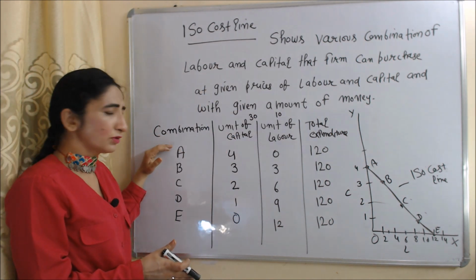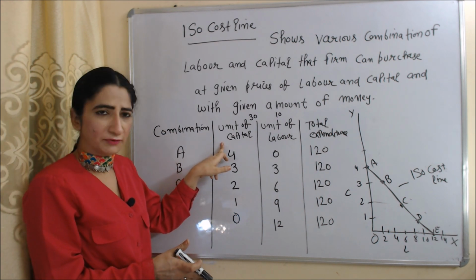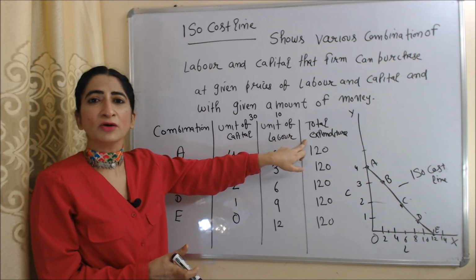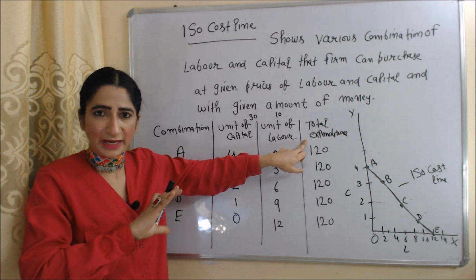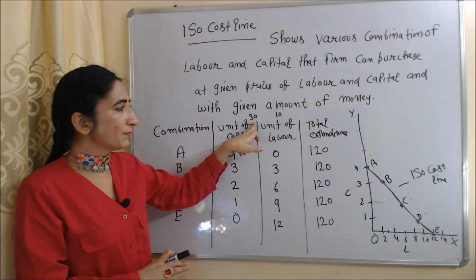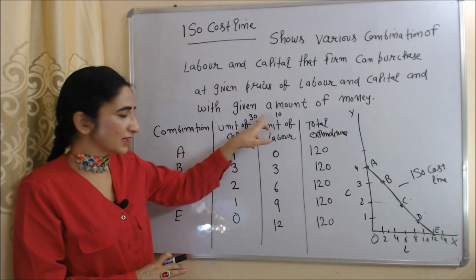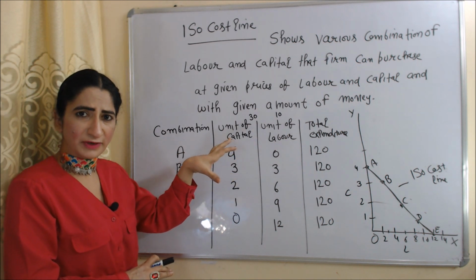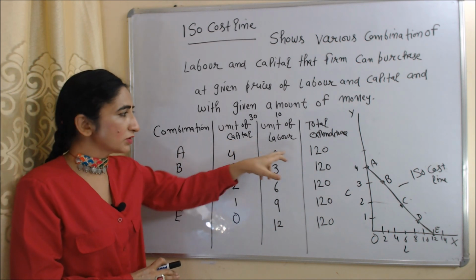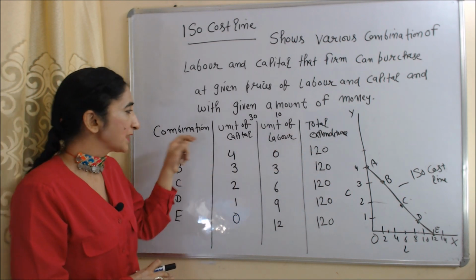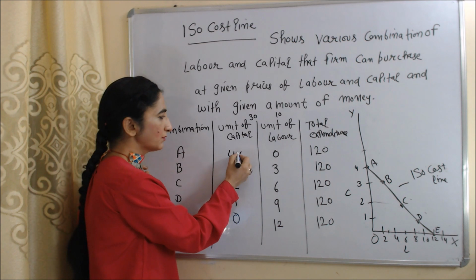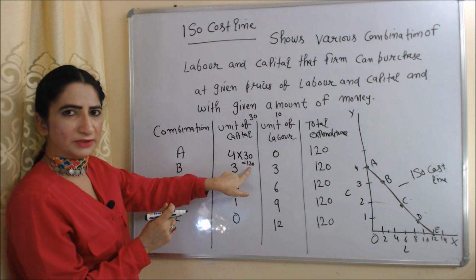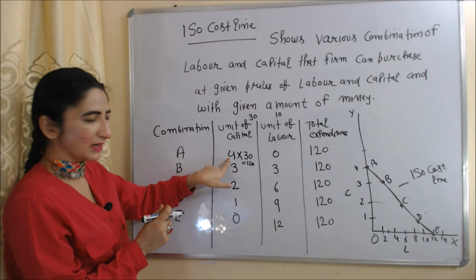Here you can see in the first column we have the combination, in the second column the units of capital, in the third column the units of labor, and in the last column the total expenditure, or we can say the given amount of money that the firm has. The price of one unit of capital is 30 rupees and the price of one unit of labor is 10 rupees. Here you can see different combinations of capital and labor. But whatever combination of capital and labor the firm purchases, its cost will equal 120 rupees. The price of one capital is 30 rupees, and 4 multiplied by 30 is equal to 120. The cost of the first combination is 120 because we are only buying 4 units of capital and 0 labor.